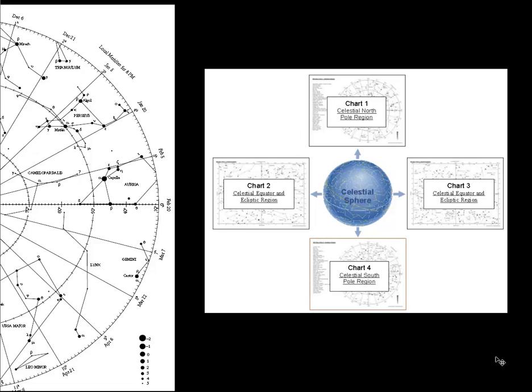This is the SFA Star Chart, which in my opinion is one of the coolest astronomical charts out there. What it's basically done is taken a three-dimensional sphere, known as the celestial sphere. You sort of have to imagine the Earth as being right there in the center.